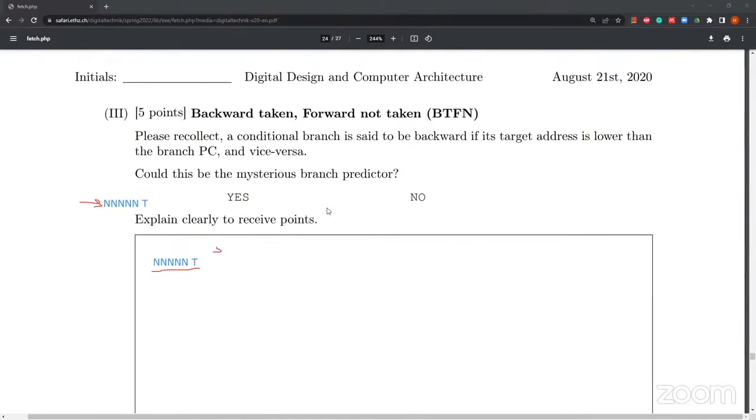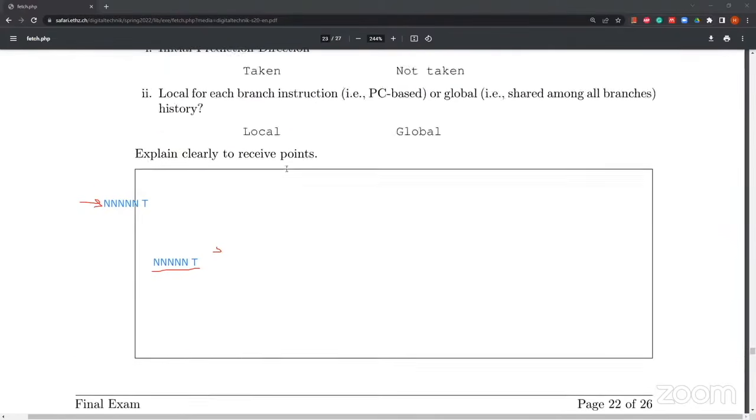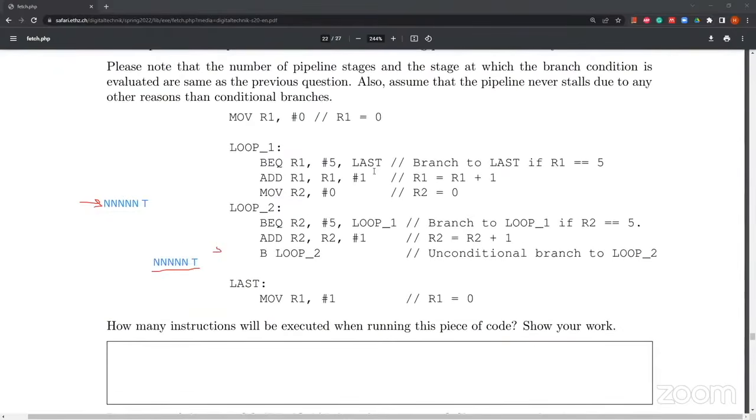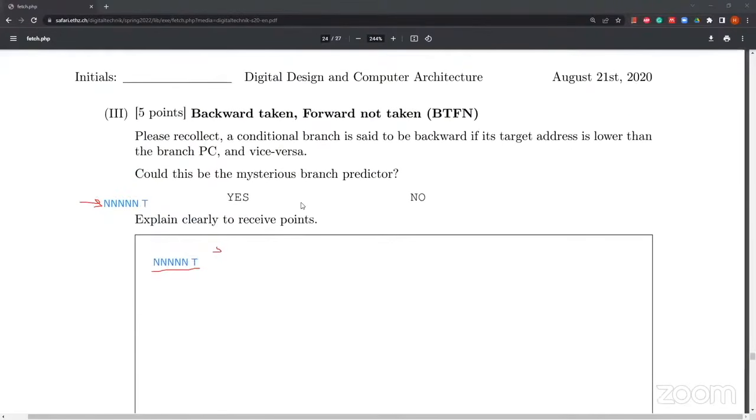The next branch predictor is backward taken, forward not taken. So this is simple. Could this be the mysterious branch predictor? Let's look at whether these branches are backward or forward branches. This branch equal jumps to last, right? So this is a forward branch. But the second branch in loop 2 goes back to loop 1. So this is backwards taken. Okay.